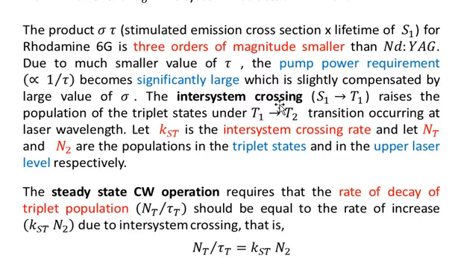The inter-system crossing, that is from the singlet state S1 to the state T1, raises the population of the triplet states, under the T1 to T2 transition occurring at the laser wavelength.